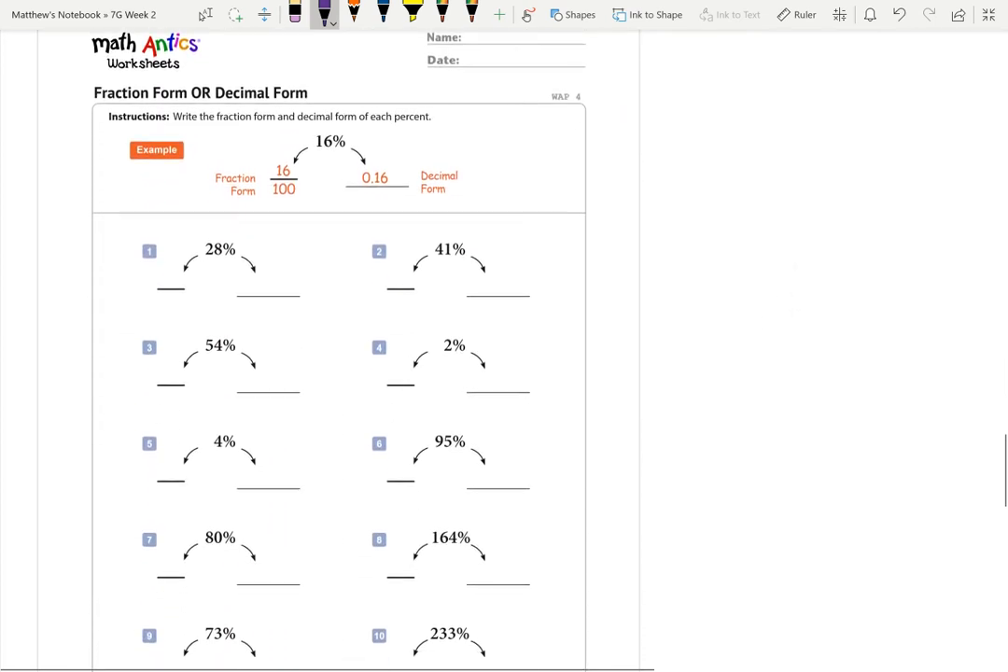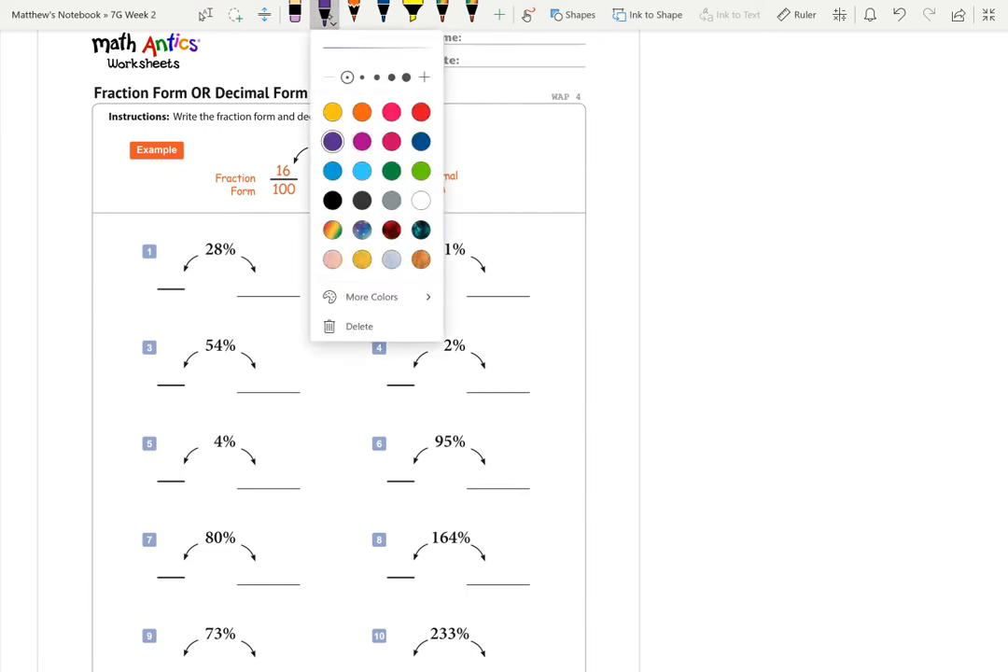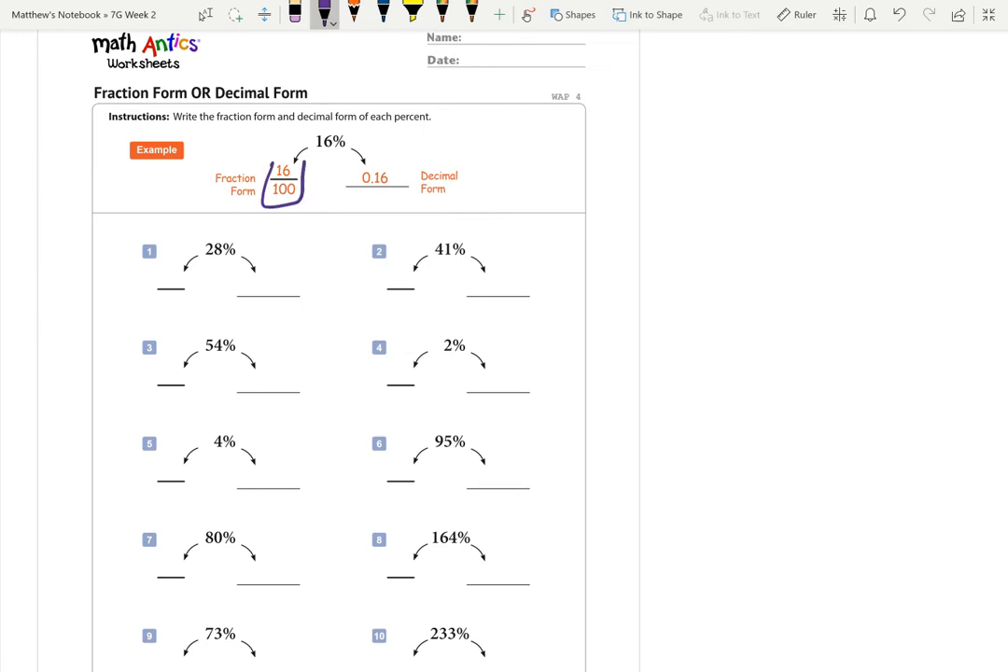And now we're going to put it all together. So now we're going to write percentages in both the fraction form, which we'll do here in purple, and then we'll also do it in orange here for the decimal form. So 28%, well, that would be 28 on top over 100.